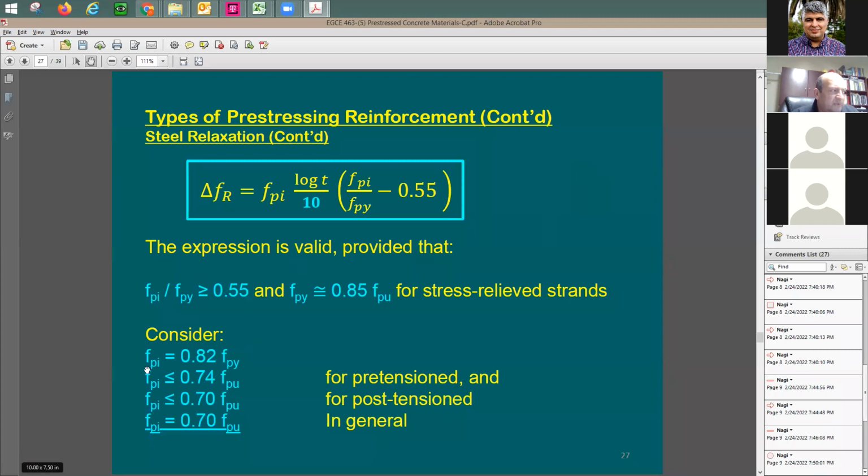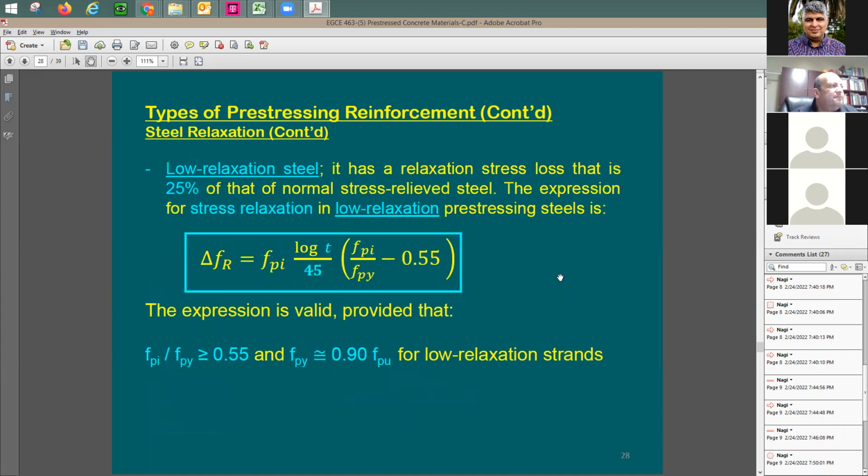Now, here's what we have used. We have used FPI to be 0.82 of FPY, and this is exactly what we have used. And we said that FPI is going to be equal to 0.74 of FPU. We did all of that. I said, okay, I should be able to use this equation now.